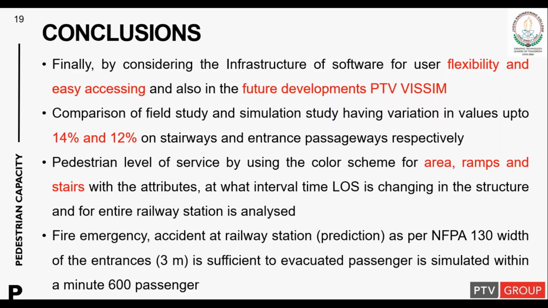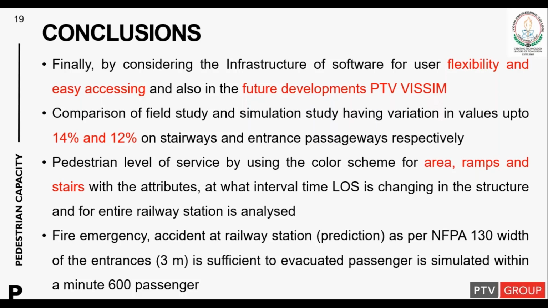And based on this analysis, we can also recommend, when the train arrives, for this type of train interval, that the railway station can accommodate passengers in the ratio of more than 50%. We can also make recommendations for this purpose. The pedestrian level of service is more useful for that.